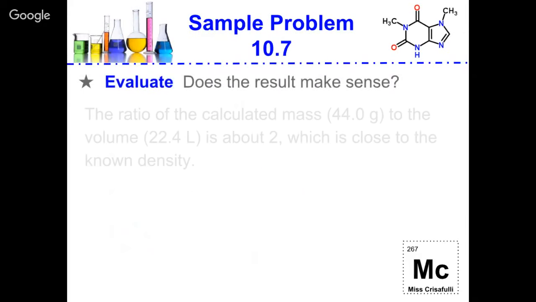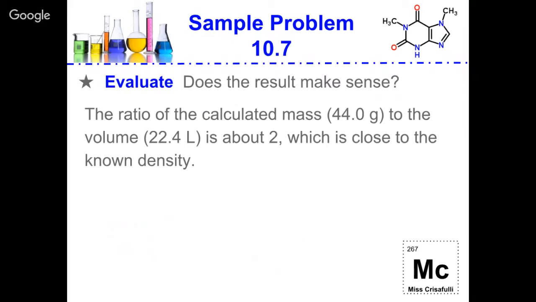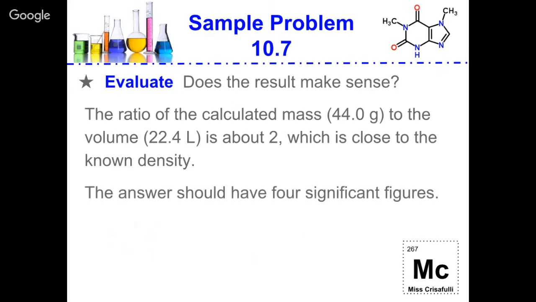And let's go over whether or not this makes sense. Since we had a calculated mass of about 44 grams, and the volume was 22.4, it's about twice as much, which is close to what the known density was. The density was like 1.9, and that's about twice as much. So that makes sense. And we need to have 4 significant figures in our answer because our density had 4 significant figures.